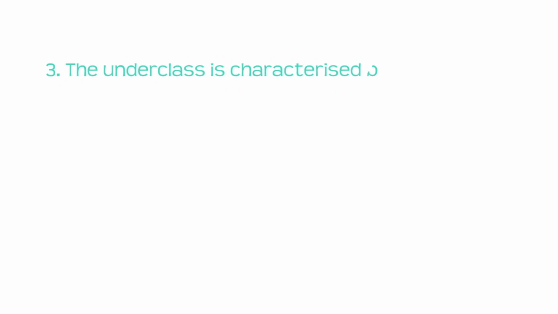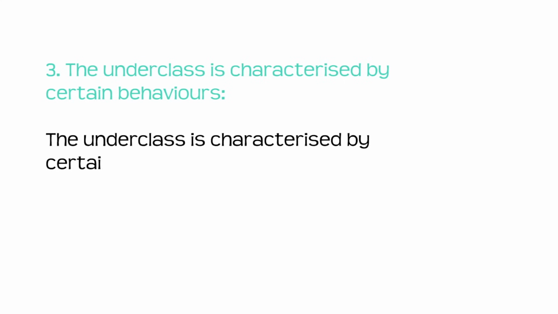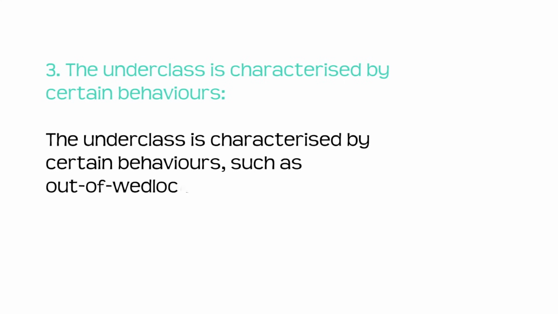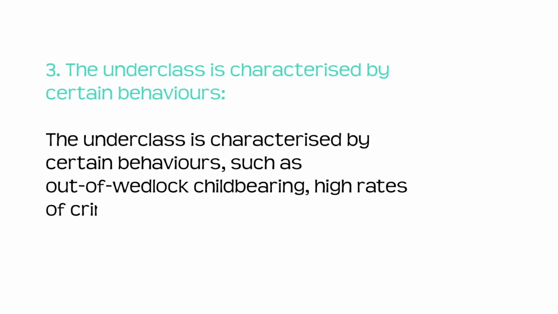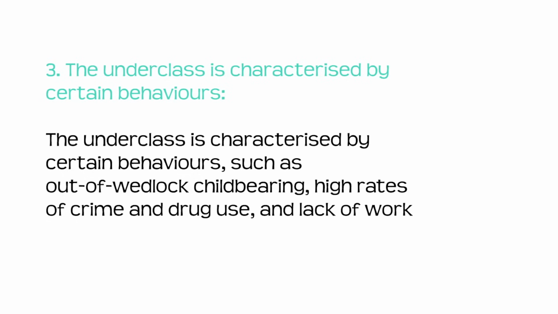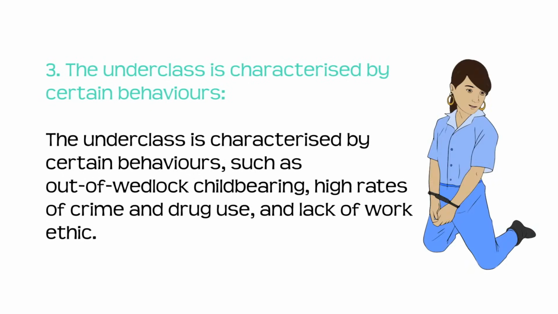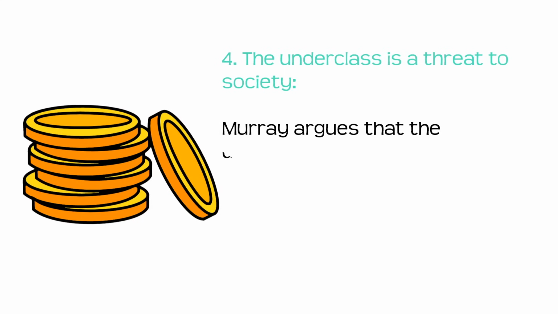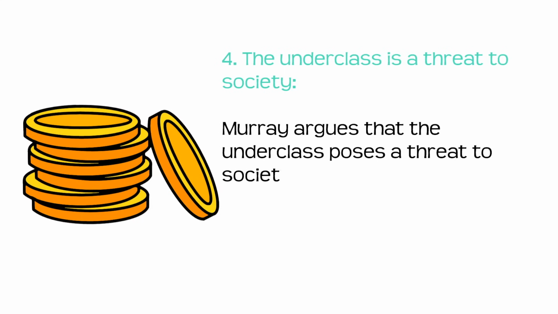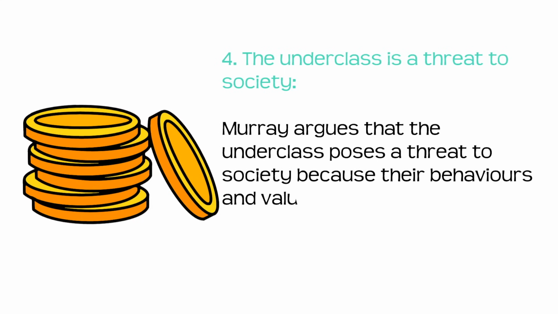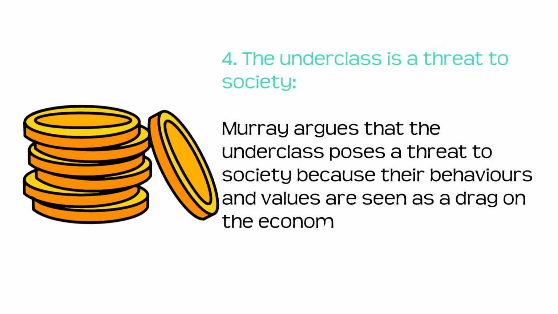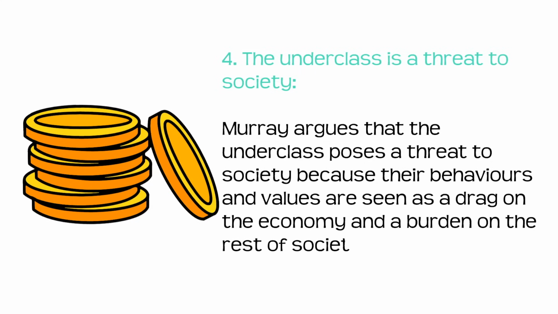Number 3. The underclass is characterised by certain behaviours, such as out-of-wedlock childbearing, high rates of crime and drug use, and lack of work ethic. Number 4. The underclass is a threat to society. Murray argues that the underclass poses a threat to society because their behaviours and values are seen as a drag on the economy and a burden on the rest of society.